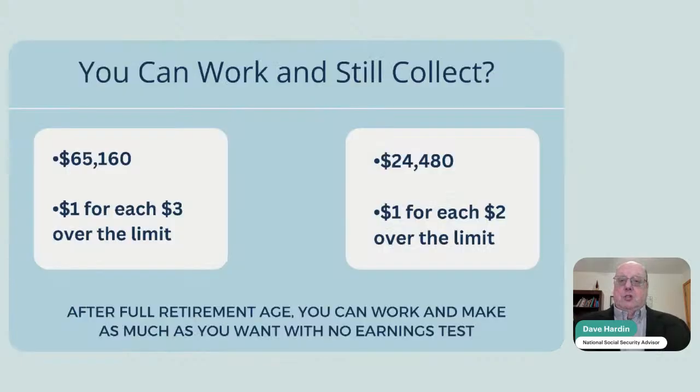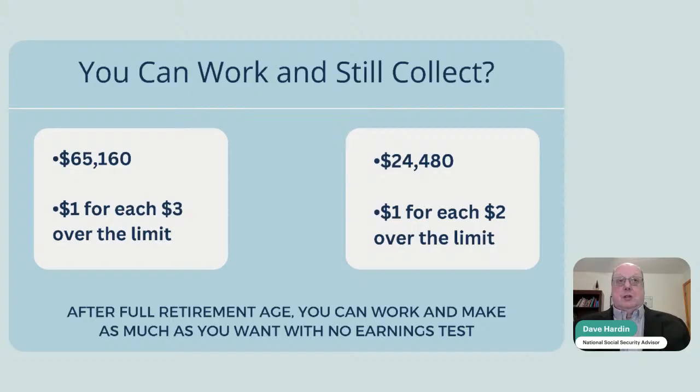All right, if you decide to take your benefit at age 62, 63, 64, 65, for some of you it's 66, and you earned, by that I mean you work and earn $24,480 or more, for every $2 over that $24,480, they're going to take $1 of your Social Security back. It's called the earnings test.